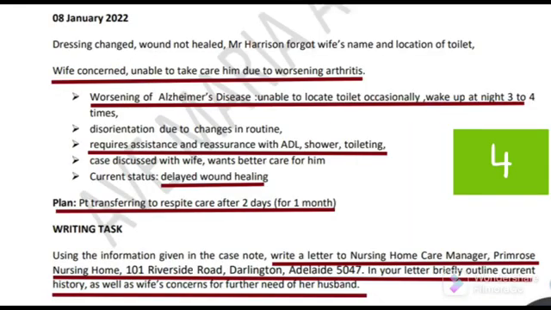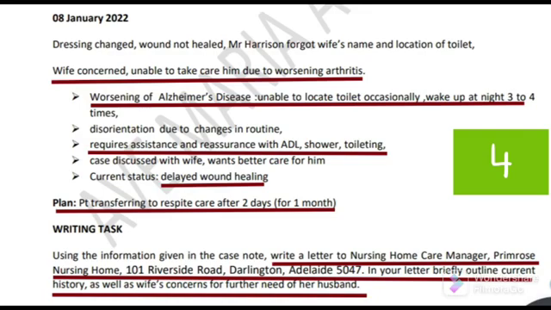We have changed the dressing, and the wound has still not healed. Mr. Harrison forgets even his wife's name and the location of the toilet. The wife is more concerned because he could not find the person and the bathroom, and moreover he used to wake up at night 3 to 4 times. So these all are the concerns.